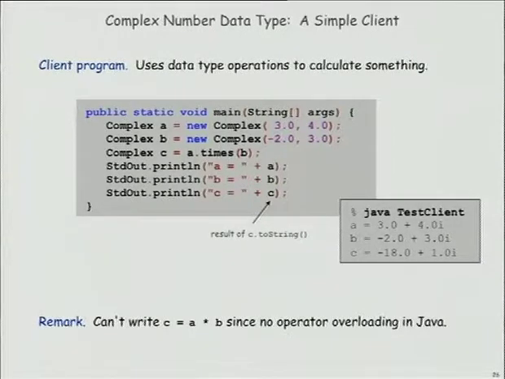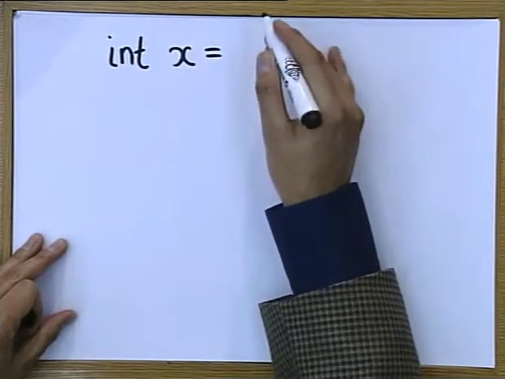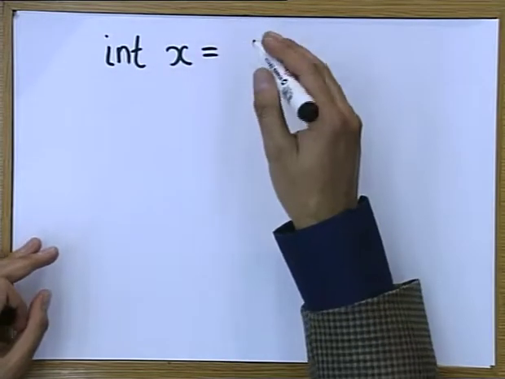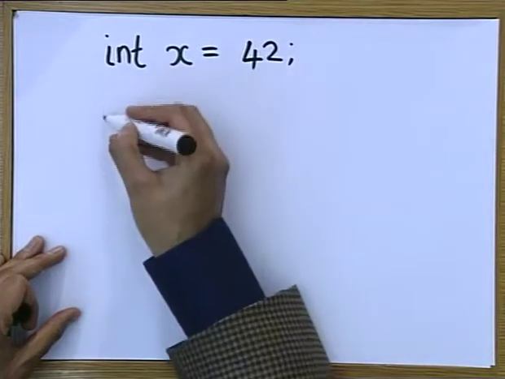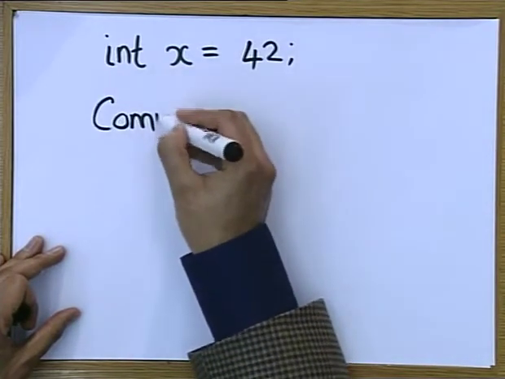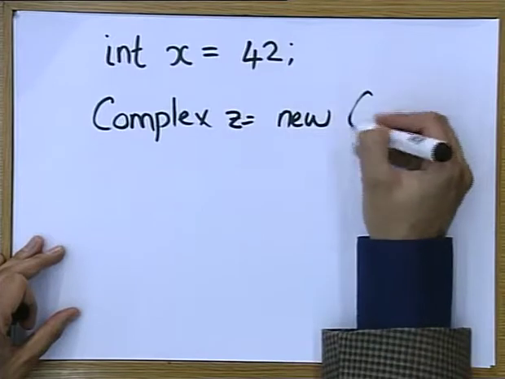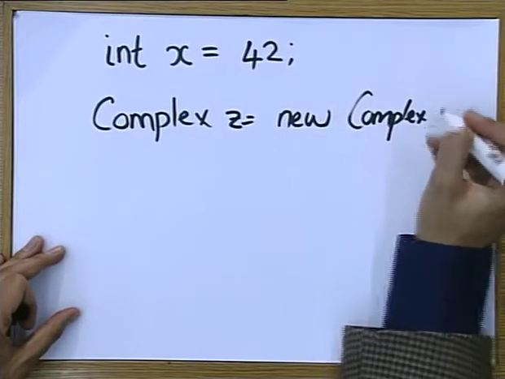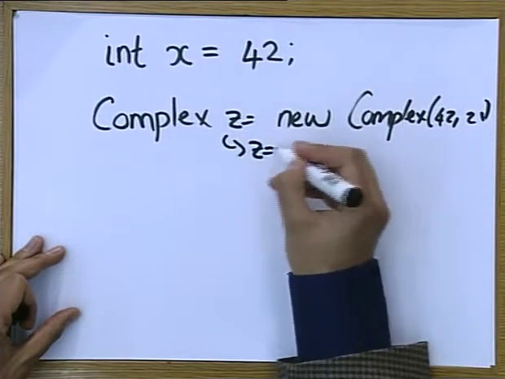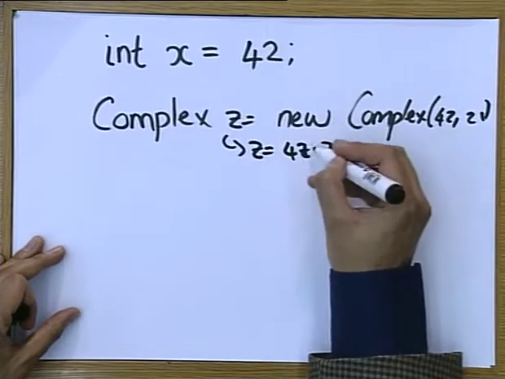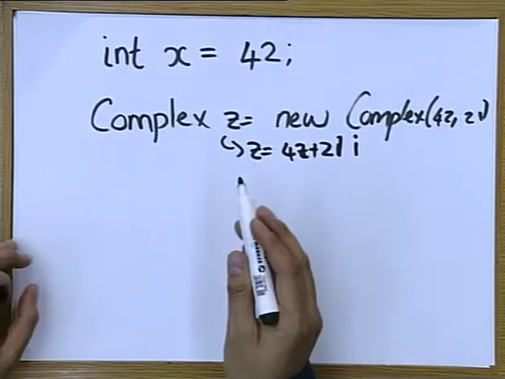So remember, in Java we would have said int x, and in the case of the primitive types we would not use new, but you would give it a value, and the value would be 42. And now in the case of the complex numbers, I can do something such as Complex z equals new Complex, and then I give a real part and an imaginary part, and so this will represent the number z equals 42 plus 21i. As a side note, I want to sidetrack at this point.